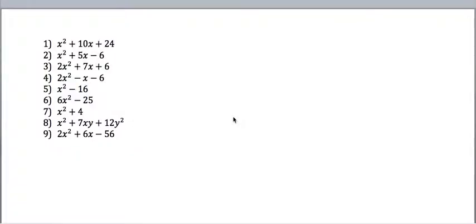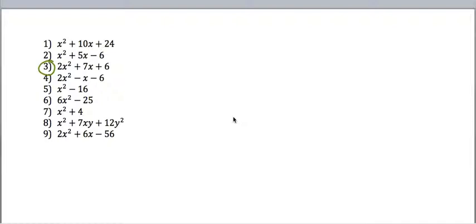Okay, if you're watching this, that means you needed help with number 3. So the first thing I should do in any factoring problem is check for a greatest common factor. There is not a greatest common factor in this problem. We have a 2, a 7, and a 6. Those don't have a GCF except for 1.